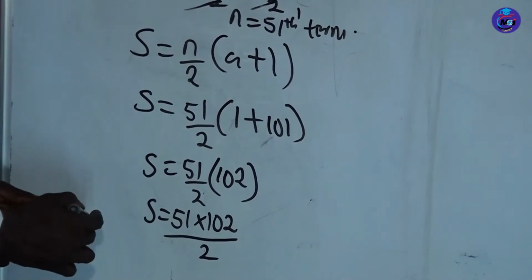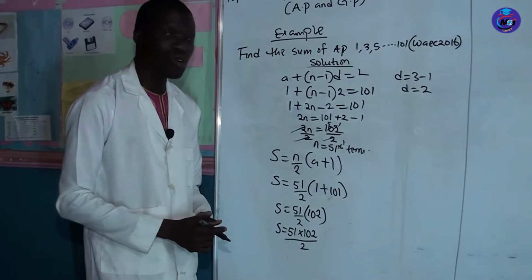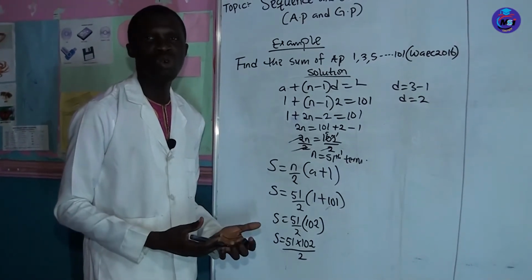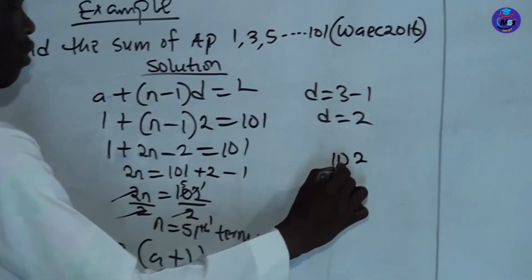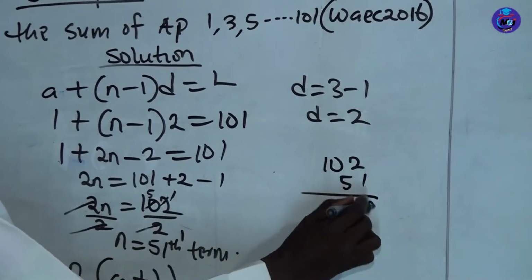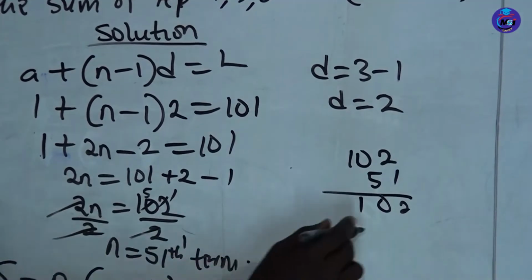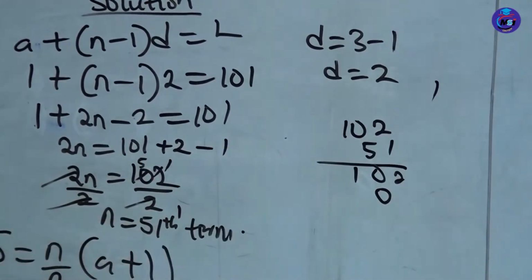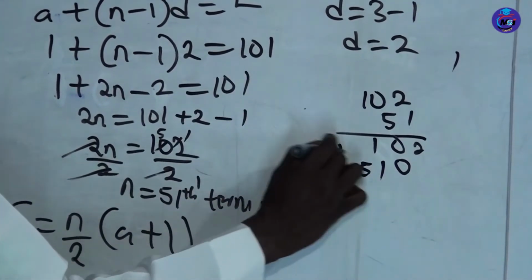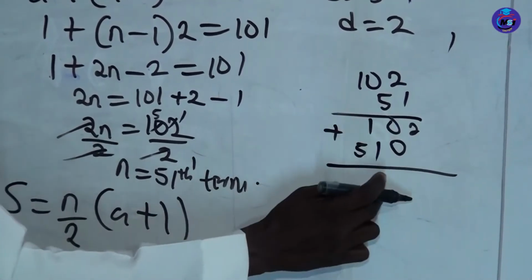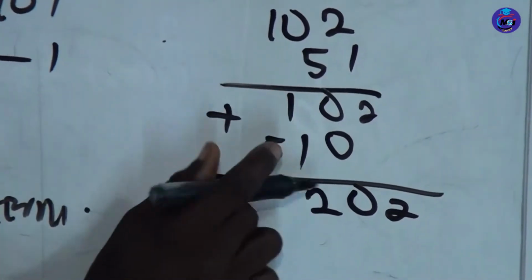divided by 2. Okay, now 51 multiplied by 102, what are we going to get? Can we solve it together? 102, 51. 1 times 2 is 2, 1 times 0 is 0, 1 times 1 is 1. 5 times 2 is 10, that's 0, remain 1. 5 times 0 is 0 plus 1 is 1. 5 times 1 will give us 5. So we add it together. We have 2, 0, 1 plus 1 will give us 2. Then you bring down the 5.